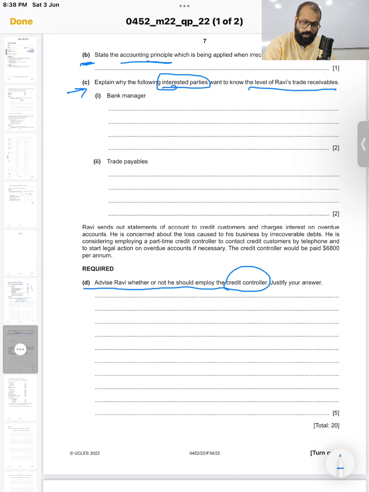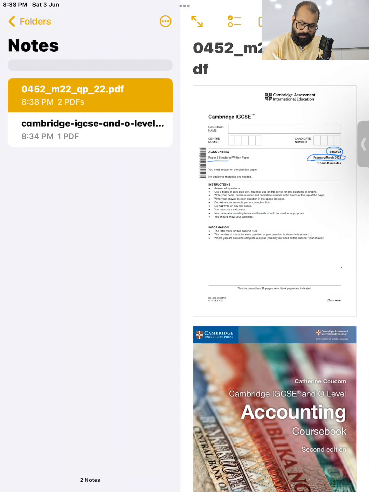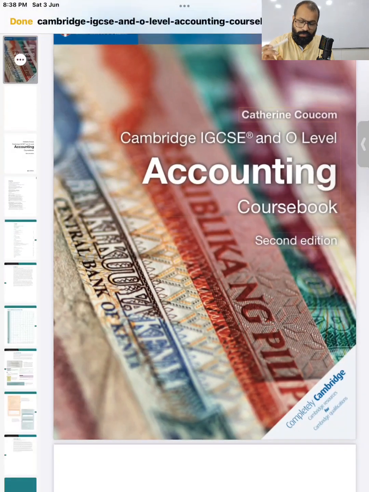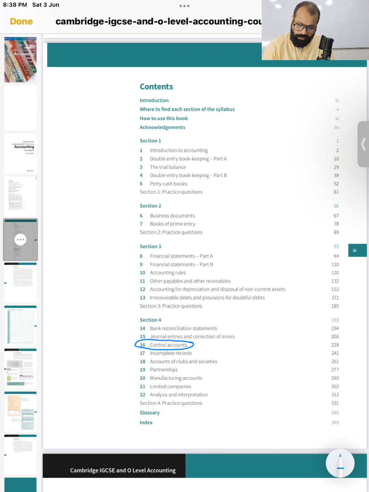Okay, fine. So what I'll do is first I'll show you that these questions are from which chapters in the textbook. Okay, so here we go. Here's the textbook, and what I've done is I've already marked for you. So that sales ledger control account, that 10 marks question belongs to this 16th chapter. Then accounting principle, we had a question that is from this 10th chapter. And the remaining, that is the bank manager, credit controller and trade payable, are from this 22nd chapter. Here I have mentioned that interested parties concept is from this chapter.